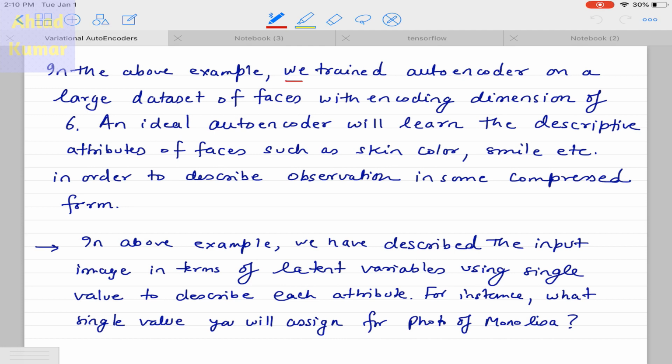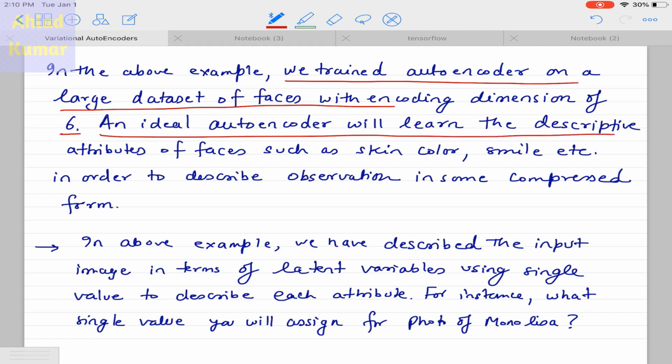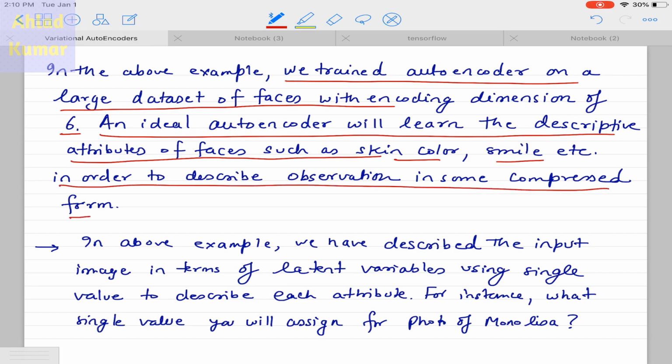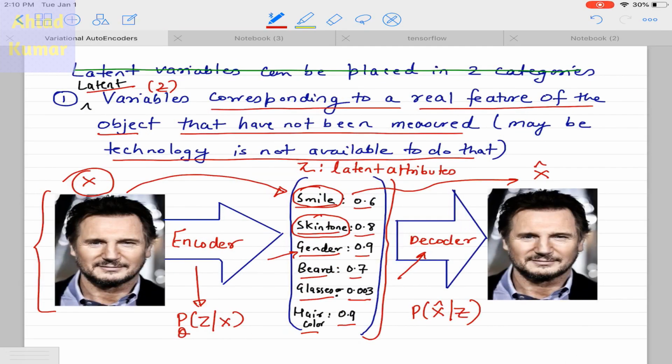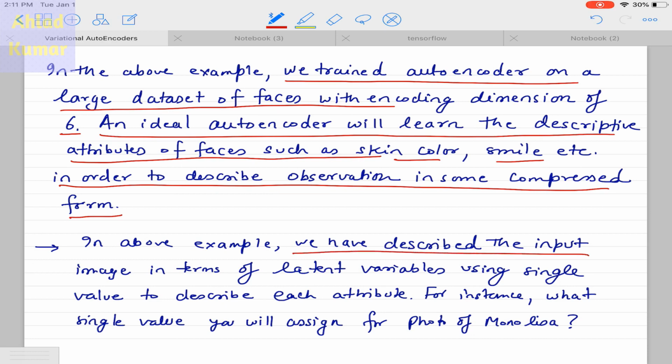In the above example, we trained autoencoders on a large data set with an encoding dimension of 6. An ideal encoder will learn the descriptive attributes of these features, such as skin color, smile, etc., in order to describe the observation in some compressed form. This we have already discussed here. In the above example, we described the input image in terms of the latent variables using a single value to describe each attribute.